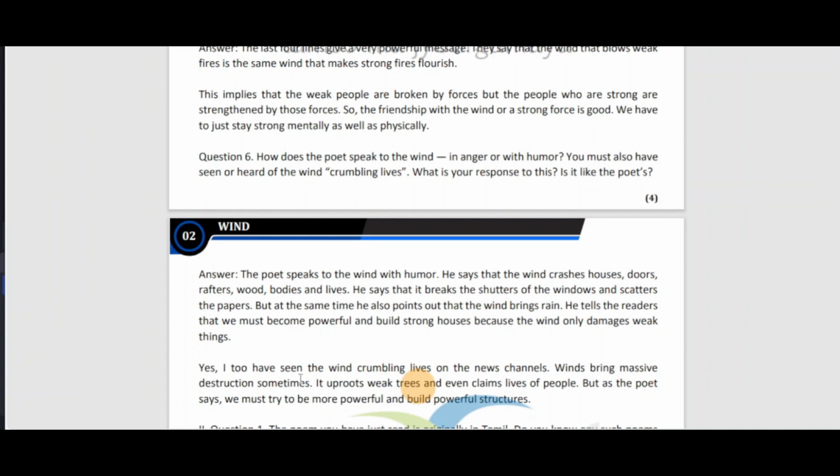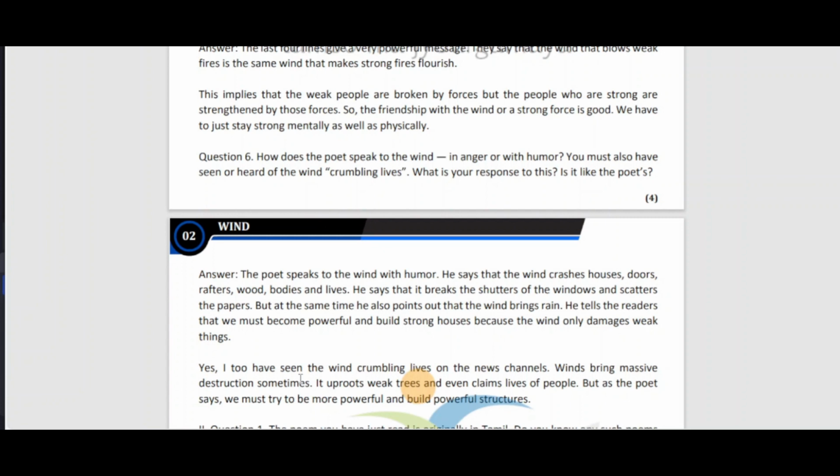He says that the wind crushes houses, doors, rafters, wood, bodies and leaves. He says that it breaks the shutters of the windows and scatters the papers, but at the same time he also points out that the wind brings rain. He tells the readers that we must become powerful. We have to build very strong houses, because the wind damages only one kind of thing, and that is the thing that is weak.